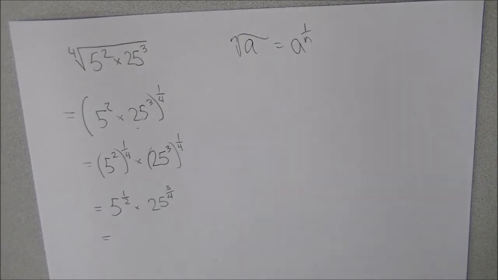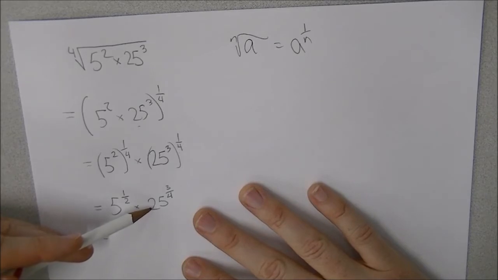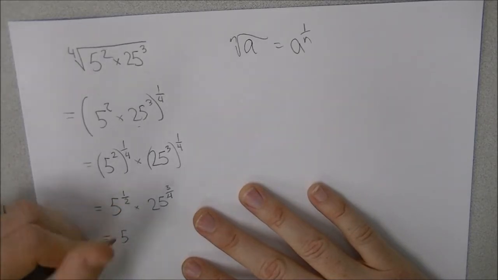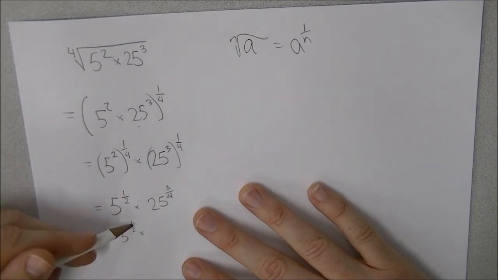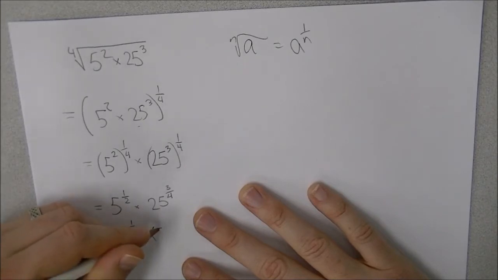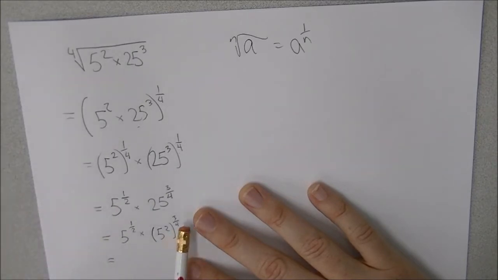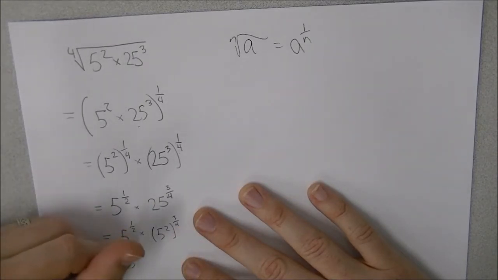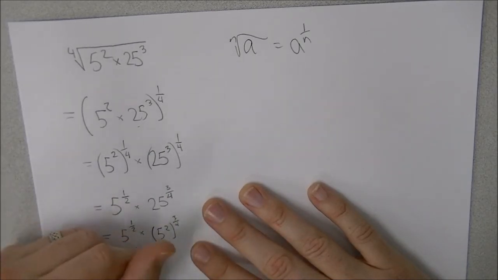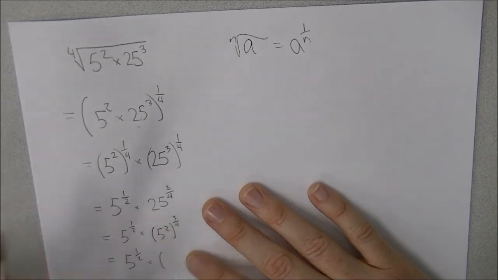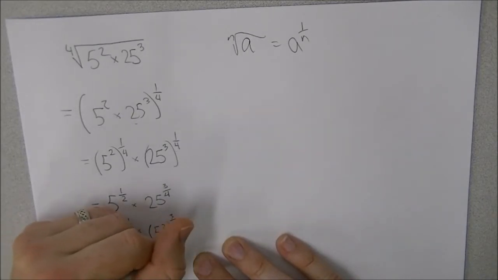Okay, so right now I have two different bases, but 25 is nice. I can factor that and turn that into 5 squared, and then I would have at least something to work with. So I have 5 to the power of 1/2 times 5 squared to the power of 3/4. So once again, the exponents here can multiply, and so I have 5 to the power of 1/2 times, now 2 times 3/4 is 3/2. So this is going to be 5 to the 3/2.